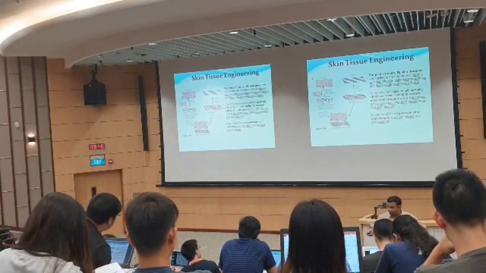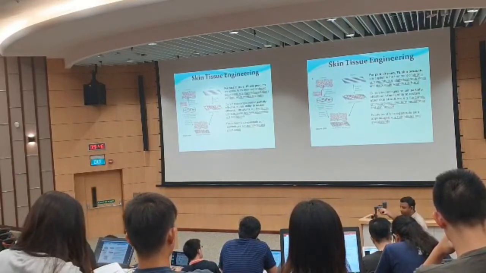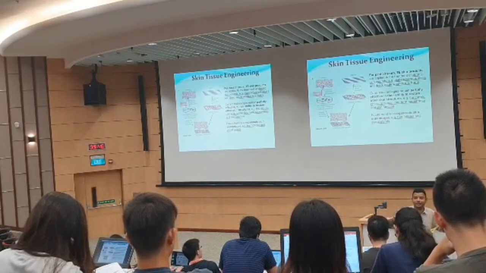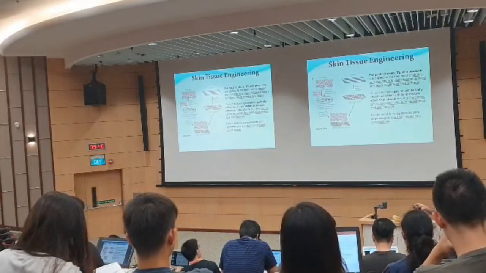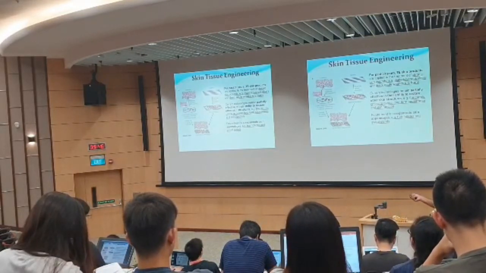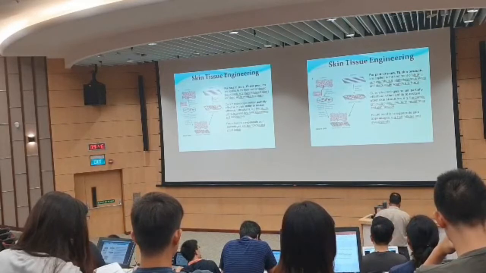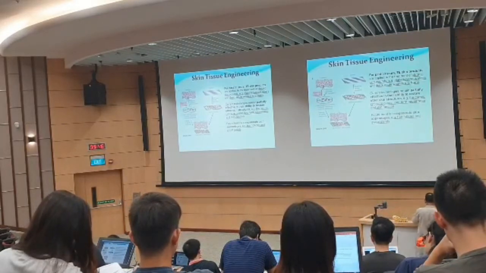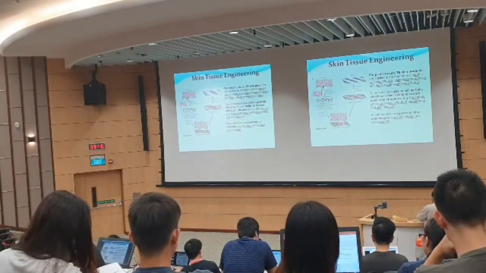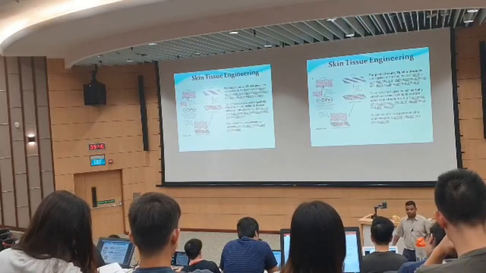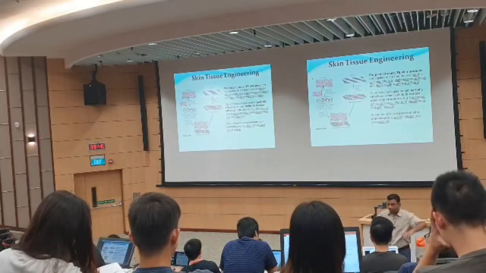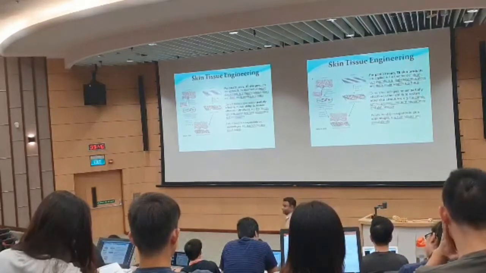At times we put in some biological factors to promote the growth of the cells, depending on what tissue we are talking about. And then eventually we place this onto the patient's surface. So this is how we typically grow the skin, artificial skin.